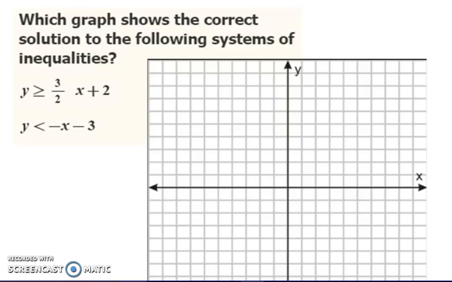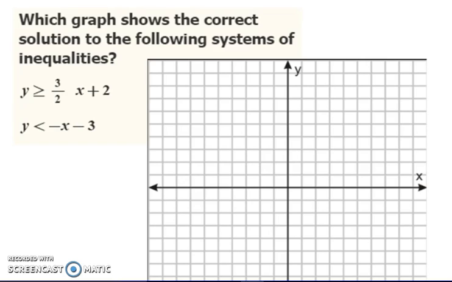Now, the second problem we want to look at. This was, and I believe it was number 4. If we look, we want to know which graph shows the correct solution to the following systems of inequalities. Well, if I look at my system, they're both in slope-intercept form, so that tells me I can graph these.